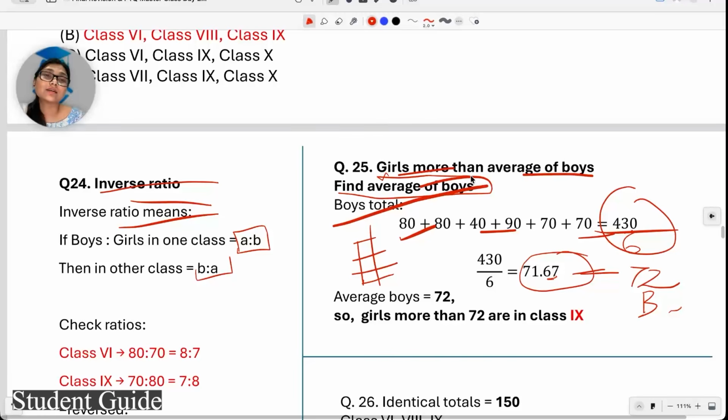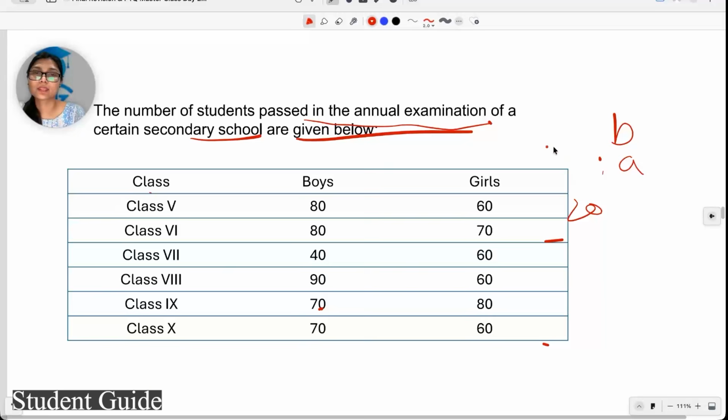You need to find girls more than this average. So in that particular table, you need to find the girls column which is more than this 72. Okay, let's quickly check that one. Girls in a particular class having more than 72. So here we need to find more than 72 in this girls column.